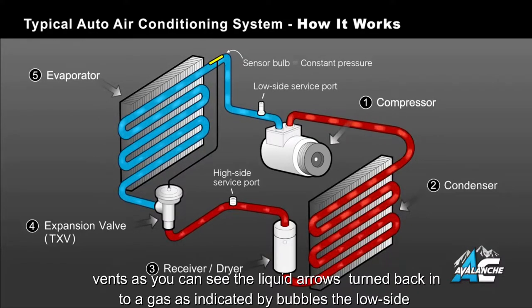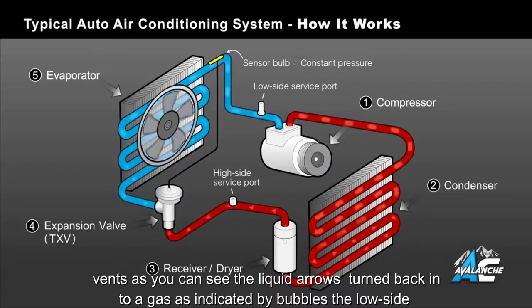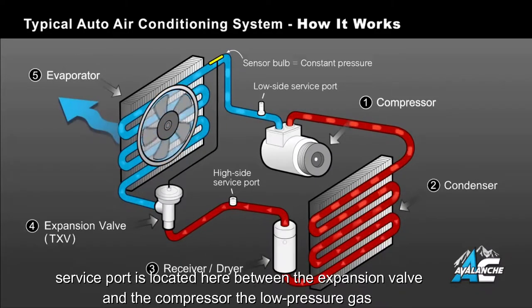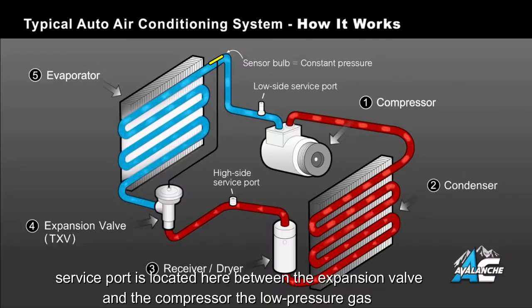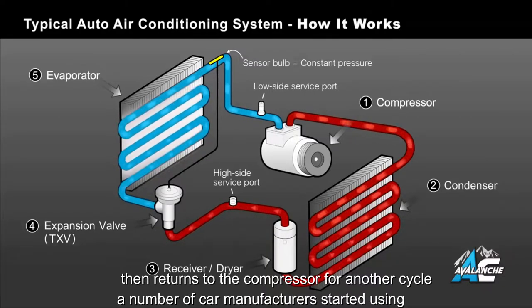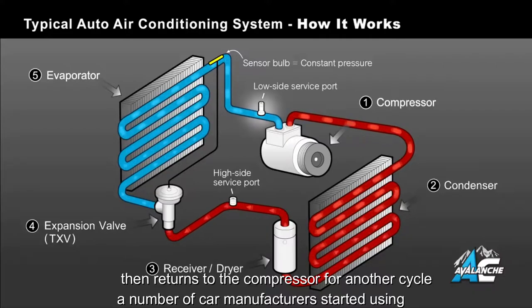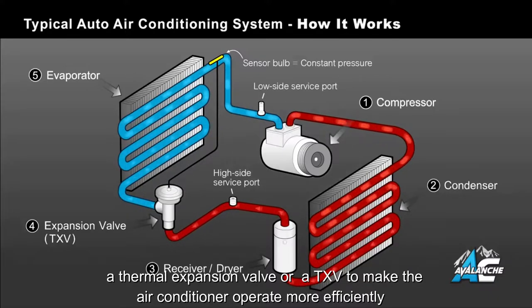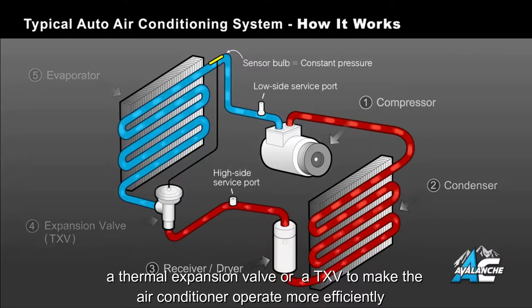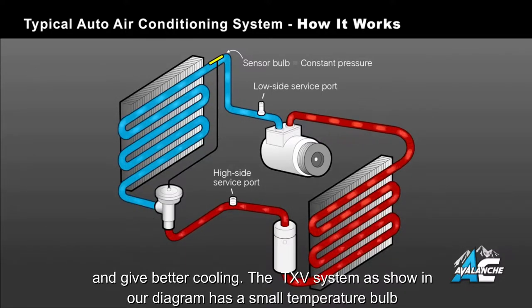As you can see, the liquid refrigerant turned back into a gas, as indicated by bubbles. The low side service port is located here, between the expansion valve and the compressor. The low pressure gas then returns to the compressor for another cycle. A number of car manufacturers started using a thermal expansion valve, or TXV, to make the air conditioner operate more efficiently and give better cooling.